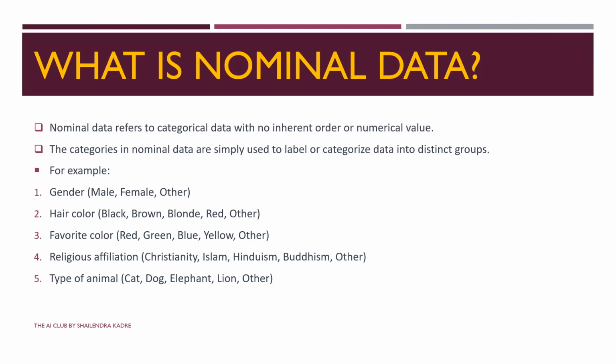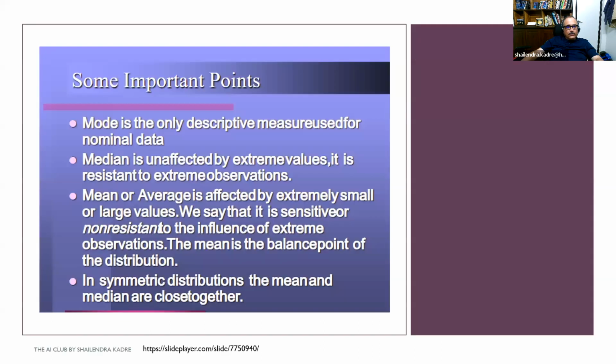Yes. And nominal data is always string data. No numbers in this. Only string type of data: male, female, other, hair color black, brown, blonde, red, other. So like that, you have nominal data. Now next we'll use this concept.